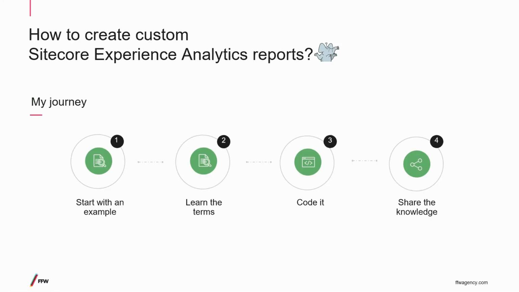And so we saw what we have already there, and now I'll move on to check how we can create custom Sitecore reports. And a little small background here. I was given a task to investigate if this is possible and how we could do that for a client, and how my journey went, and how we are going to go through the next slides, is basically I started with an example. So I got one of the existing reports, and I checked how it works. This is what we are going to do in the next slides.